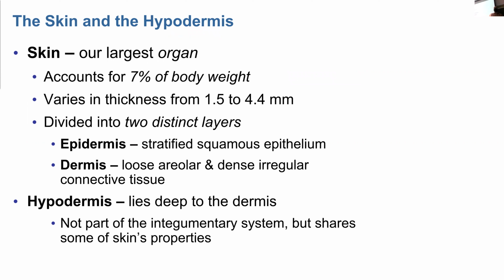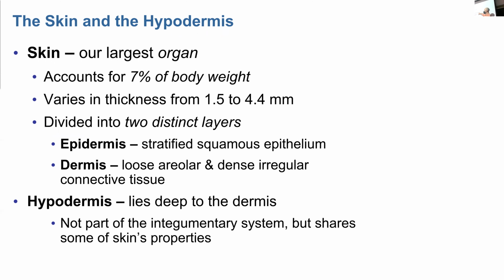The skin is our largest organ, which is a little bit surprising. We don't normally think of the skin as an organ, and it accounts for about 7% of your body weight. Of course, that can vary depending on your body characteristics. It varies in thickness from about 1.5 to 4.5 millimeters, so to give you an idea, it can be up to about 1/4 of an inch thick. So it's pretty thin. And it's divided into two primary layers, the epidermis and the dermis.